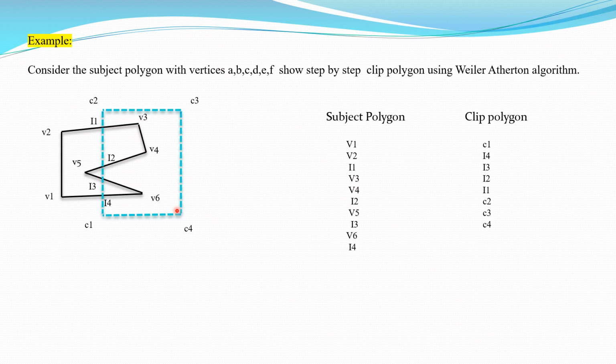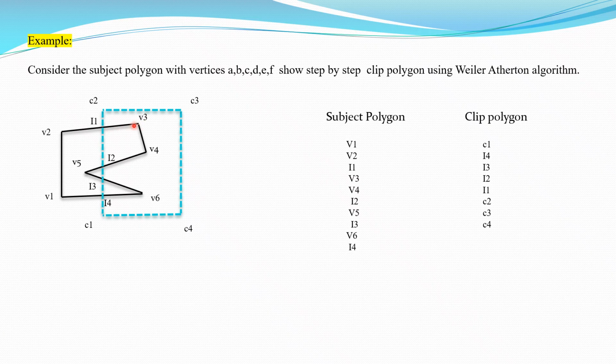So what is the next procedure? First we have to identify which edge is entering into the clipping window. We ignore the V1 and V2 edge. Why? It is completely outside the window. So for that we are neglecting this V1 V2 edge. Now focus on V2 and V3. Here the edge will be entering, but V2 is not a starting point. Why? Because here the intersection is there. I1 is what you have to make the starting point. Then I1 is the start, and V3 is the end.